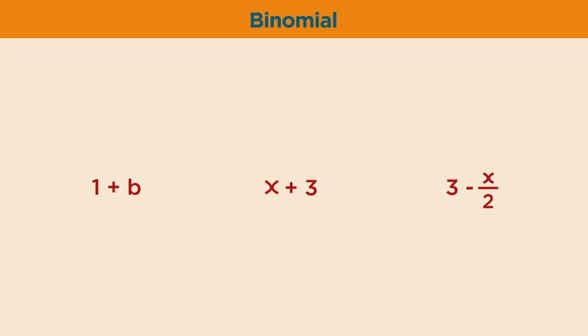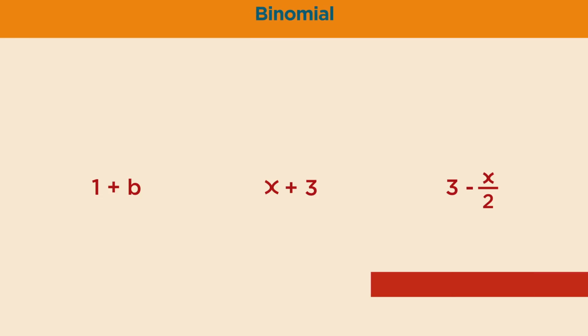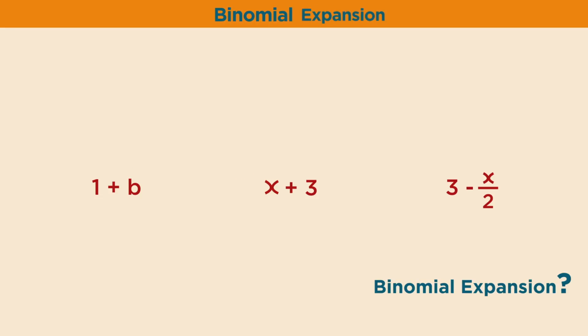The word binomial is made up of two root words. Bi means two, nomial means terms. So a binomial is an expression that is made up of two different terms. And these are some examples. So now that you know what a binomial is, what then is a binomial expansion?